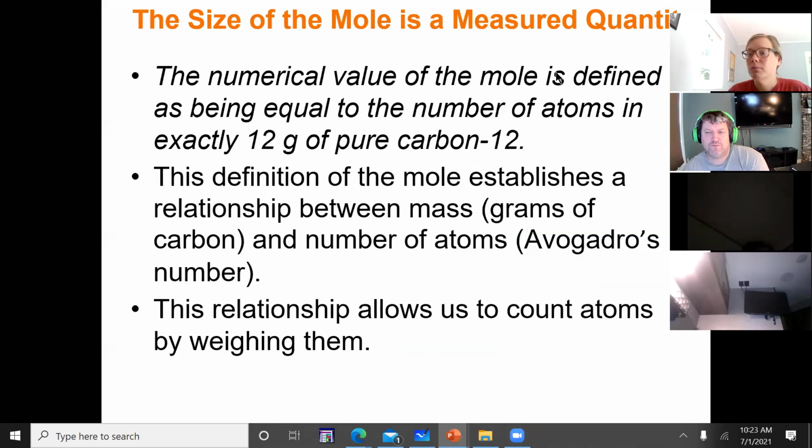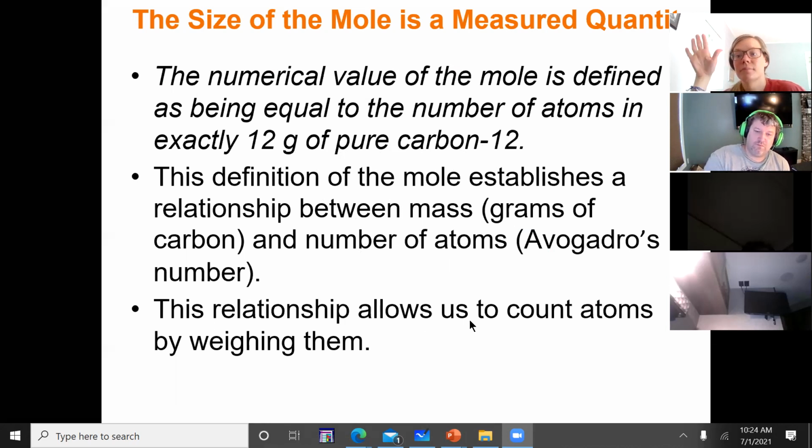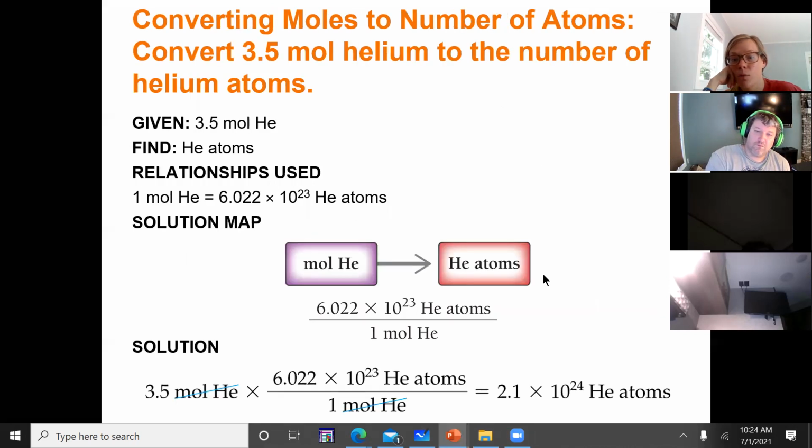Why is the mole the mole? Why is it 6.022 times 10 to the 23rd? The numerical value of the mole is equal to the number of atoms that you would get in exactly 12 grams of pure carbon-12. Pure carbon-12 being 6 protons and 6 neutrons. This relationship establishes a connection between the mass, or the grams, of the carbon and the number of atoms. This will in turn allow us to count atoms by weighing them. We will get there. Let's first just do some basic conversions using the mole ratio.